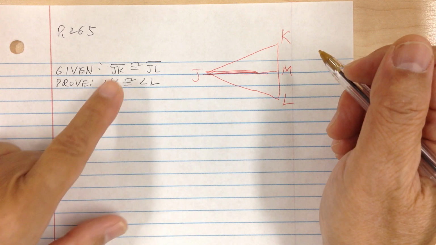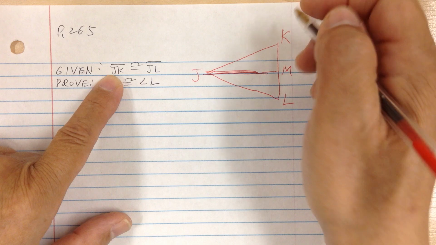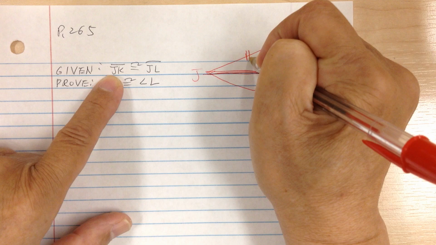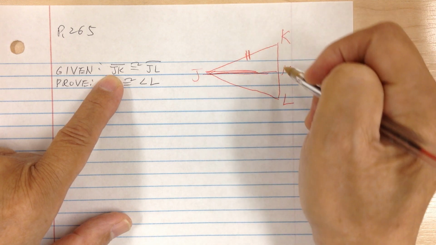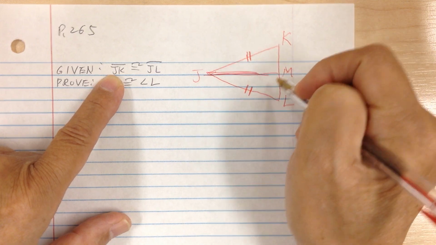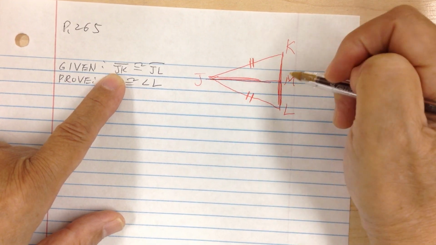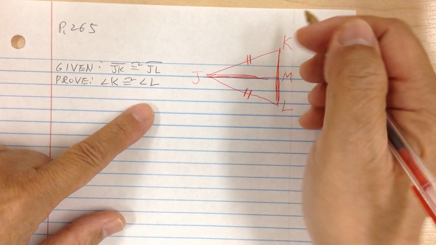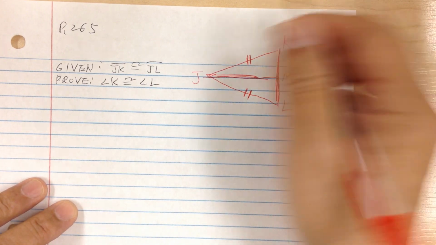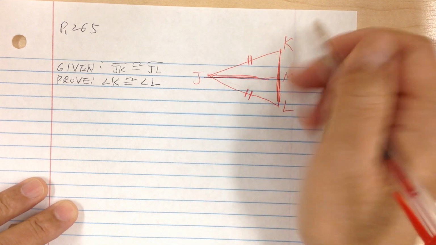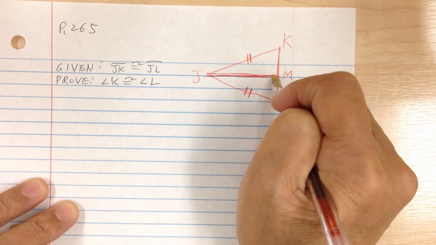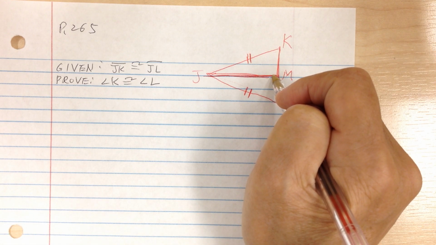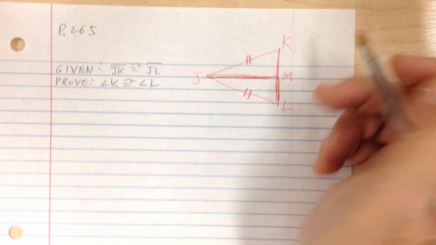Okay, so given JK, they use a 2 hash mark. So JK is congruent to JL. Okay, so basically, you start with the isosceles triangle, and so you draw the angle bisector. So let's see. So it bisects KL.